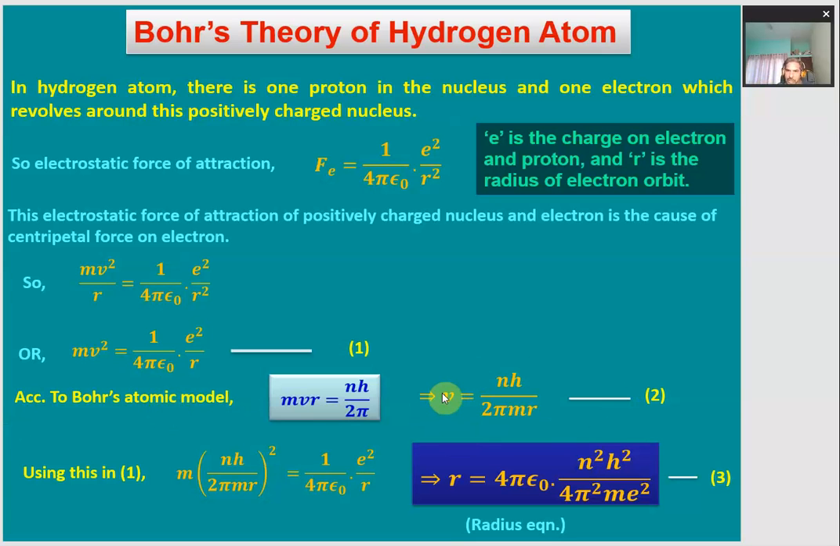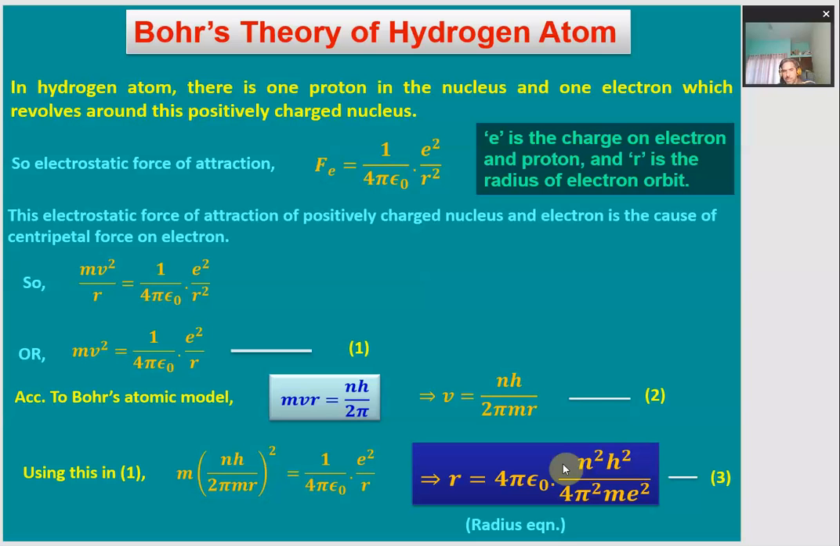We take this value of v and substitute it here so that we can calculate the value of r. When we substitute the value of v, it becomes v square here, so we have applied the square, and on the right hand side everything is the same. From this equation, by transposing the terms, we calculate r, the radius of the orbit in which the electron is lying, in which the velocity of the electron is given by equation number 2. So r, the radius of the orbit, comes out to be 4 pi epsilon naught into n square h square upon 4 pi square m e square, right?